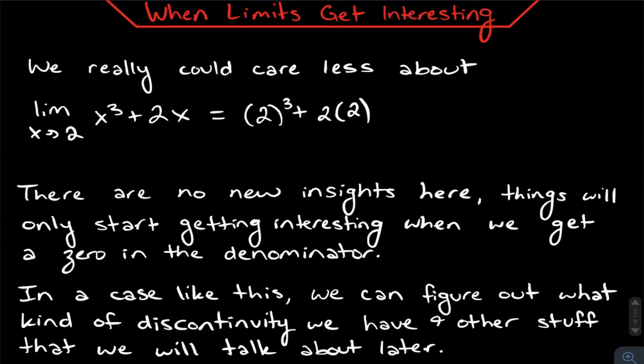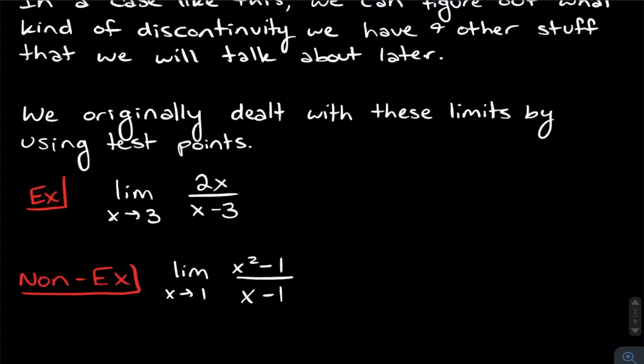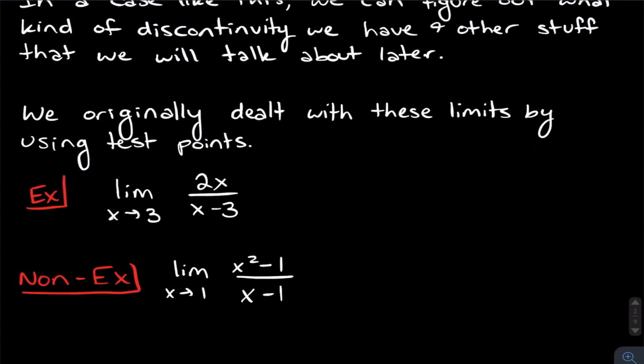Okay, and so how we originally dealt with these limits was we used test points. That was in my previous video, the intro to limits video. What we did was we said, well, here we see that we'd get a 0 if we tried to plug in 3. This is the limit as x approaches 3. If we plugged in 3, we would get 2 times 3 over 3 minus 3. That's 6 over 0. We can't have that, and so we used test points.